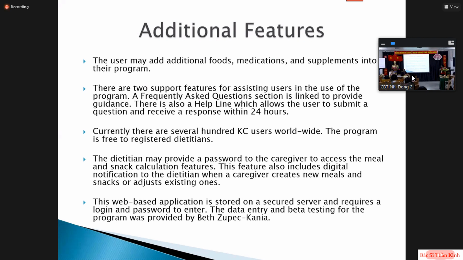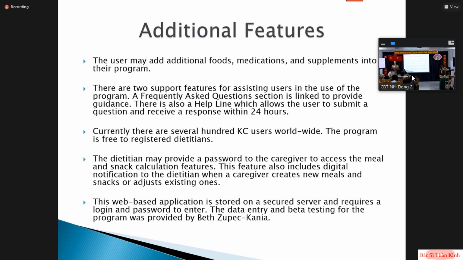So there are additional features as well. If you want to edit the exchange list, which is already given in the database, you can do so. There is an option for that, where you can add your own country's branded food items and add the nutritive values as well. You can also add medications and supplements into the program. So there are two support features for assisting the users in the use of the program.